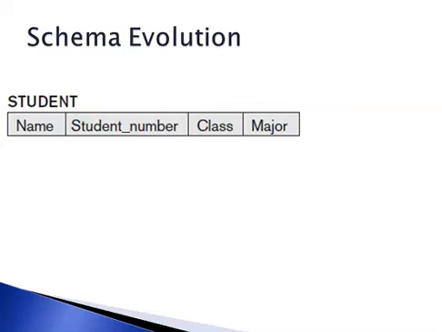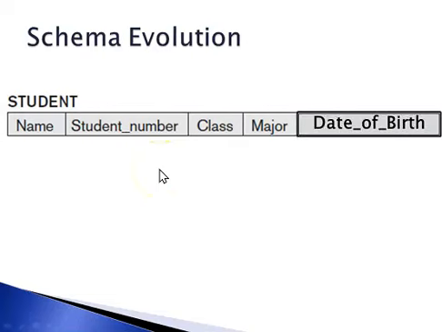We may decide that another data item needs to be stored in each record in a file. For example, in this particular table, that is the student table, we have the attributes name, student number, class, and major of the student. But now we plan to add a new attribute, that is date of birth, to the student schema. Then this will be called schema evolution.